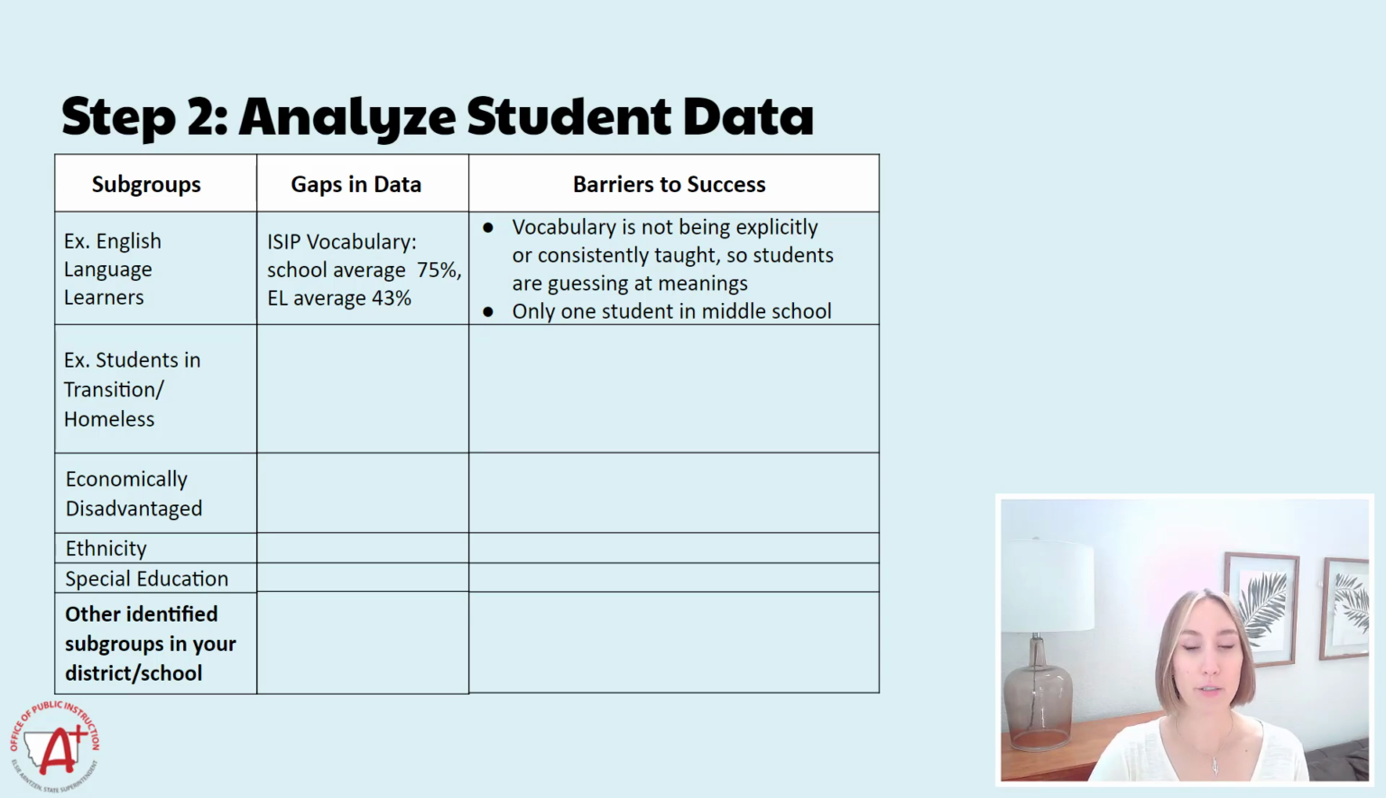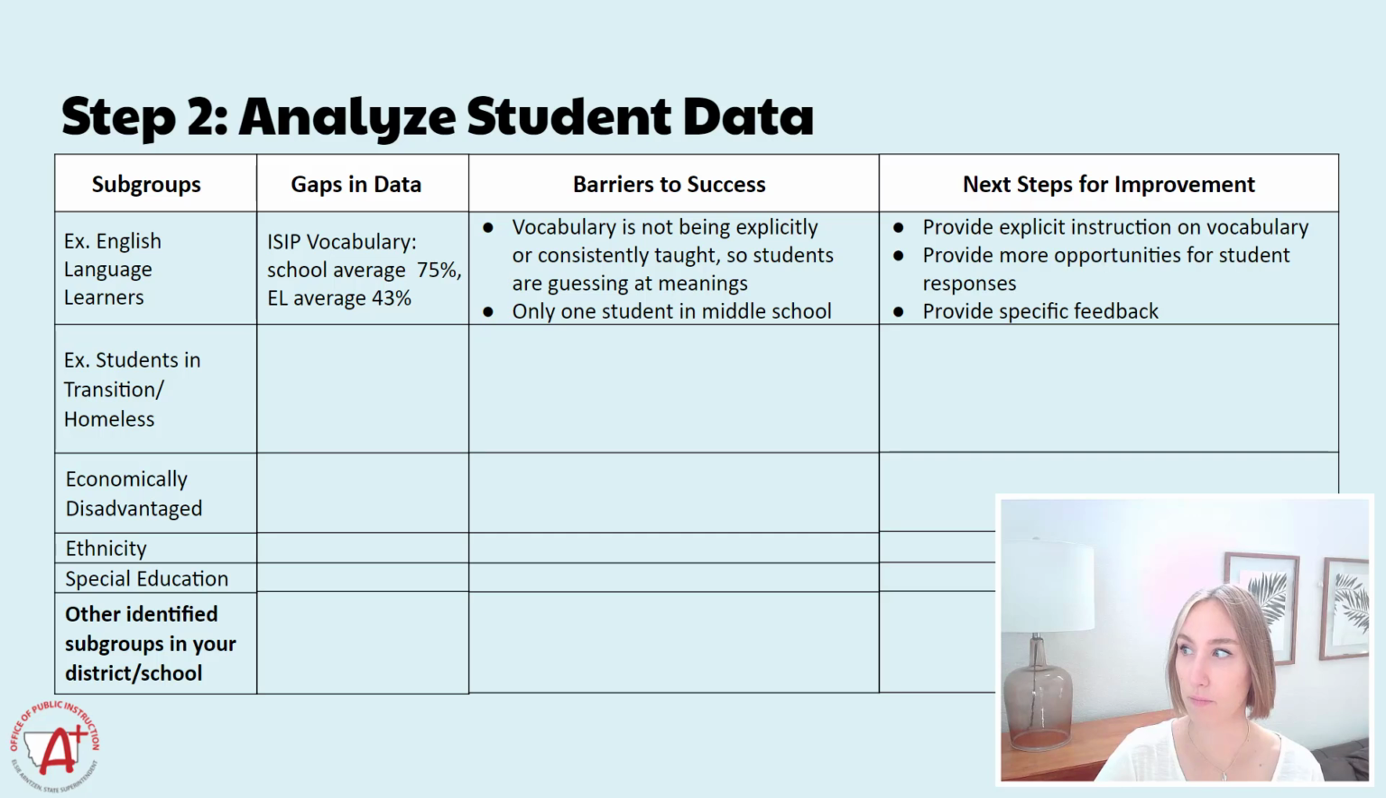The third column, barriers to success, lists out any identified barriers that students within this subgroup have faced. One example of a barrier may be students guessing at word meanings due to vocabulary not being explicitly or consistently taught. The last column is next steps for improvement. This is where you list out specific strategies you and your team could use to address the gaps and barriers that you've identified in the previous column. Some examples include those listed here, such as providing explicit vocabulary instruction.